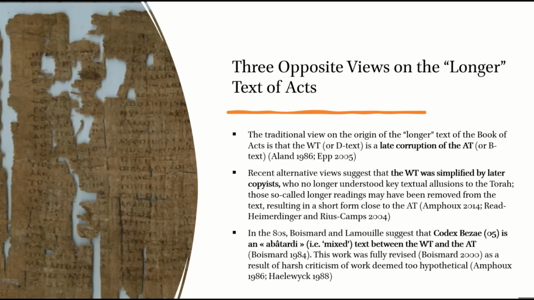And I will add a third one, which is the subject of this presentation, a kind of interesting compromise from two French scholars, Boismard and Lamouille. They issued a theory where D5, Codex Bezae, is at times suggestive of a mixed text between the Western text and the Alexandrian text. And this position is something that I have come up with during my research on this papyrus.